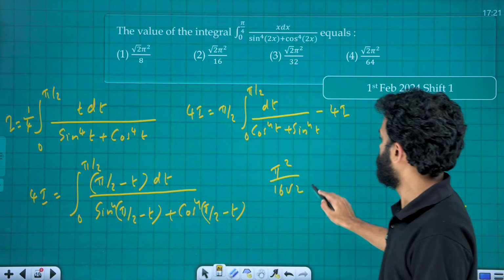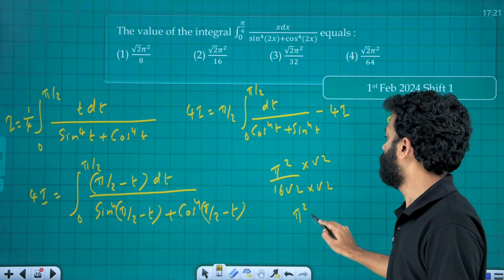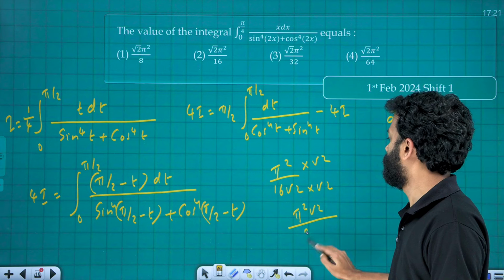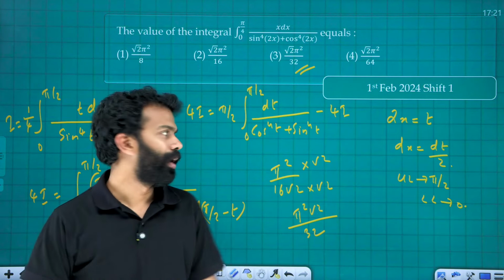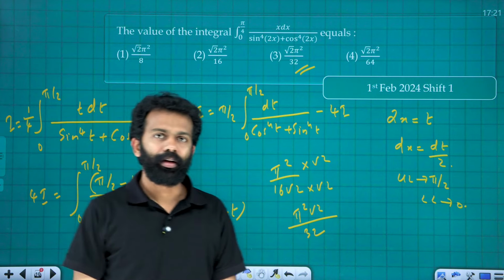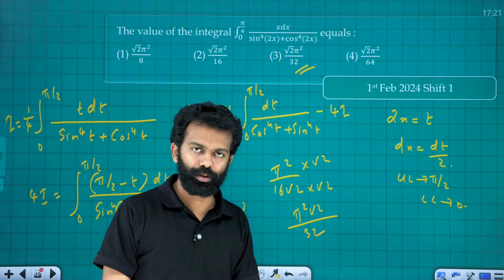No. Yeah, do one thing, multiply here and here with root 2. Okay, therefore pi square root 2 divided by this is 32. Yeah, option 3 is the correct answer. Okay, yeah, agreed, a big one, but you need to practice these types of questions. Okay, it will help you a lot.